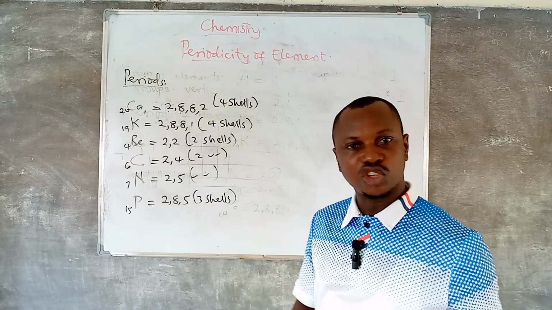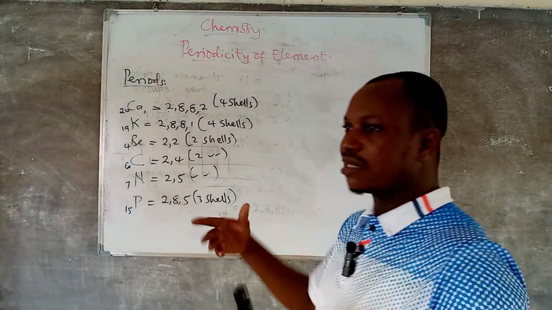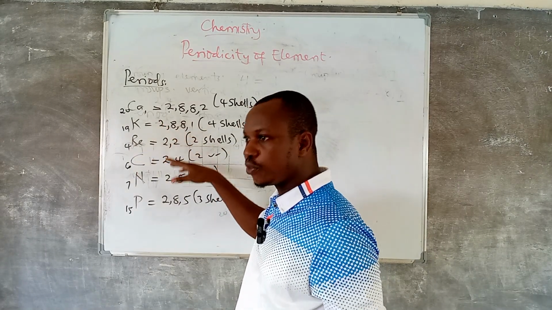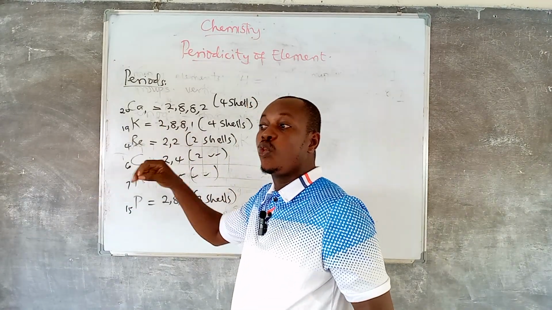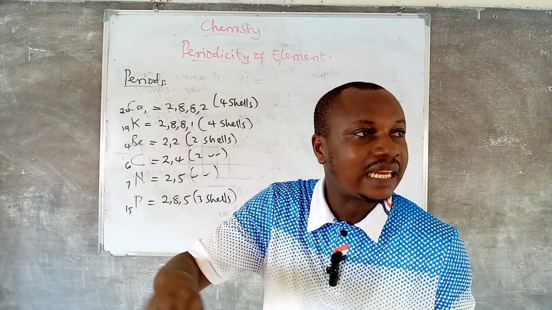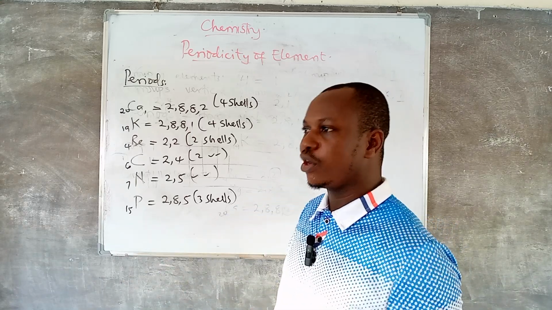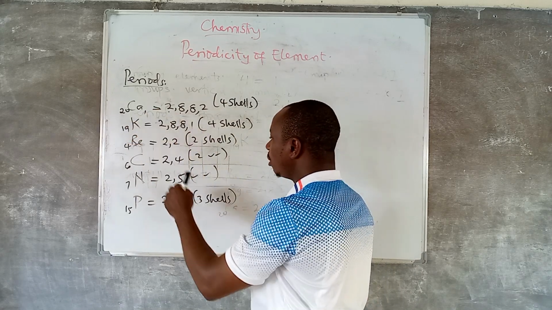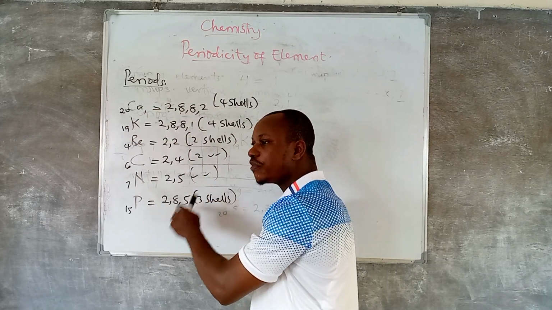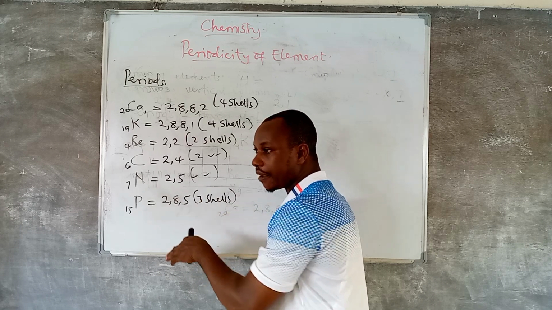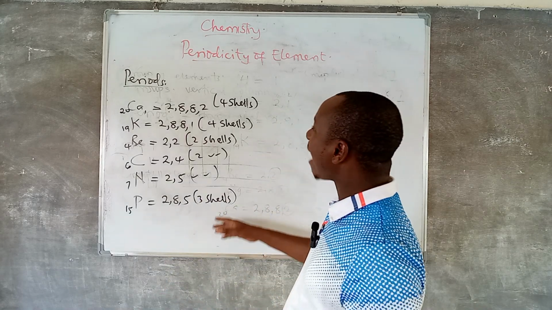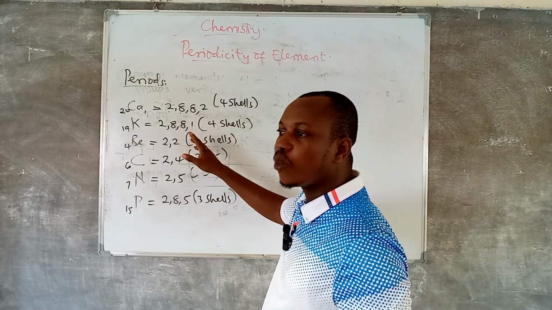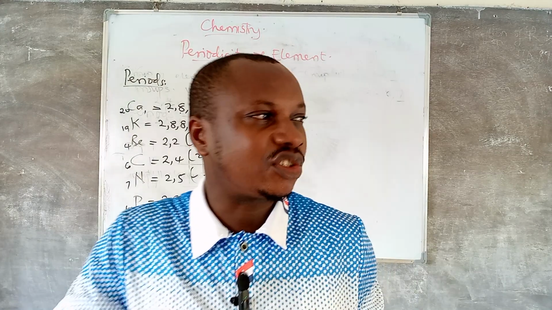Even if you see such a question in OBJ, consider these things and state the period to which they belong. Consider their electronic structures. The number of shells they have is where they are situated in the periodic table. If it has 4 shells, it should be placed in period 4. This one that has three shells is qualified to be placed in period 3. Don't forget that you can as well find out where an element belongs when you consider the electronic structures.